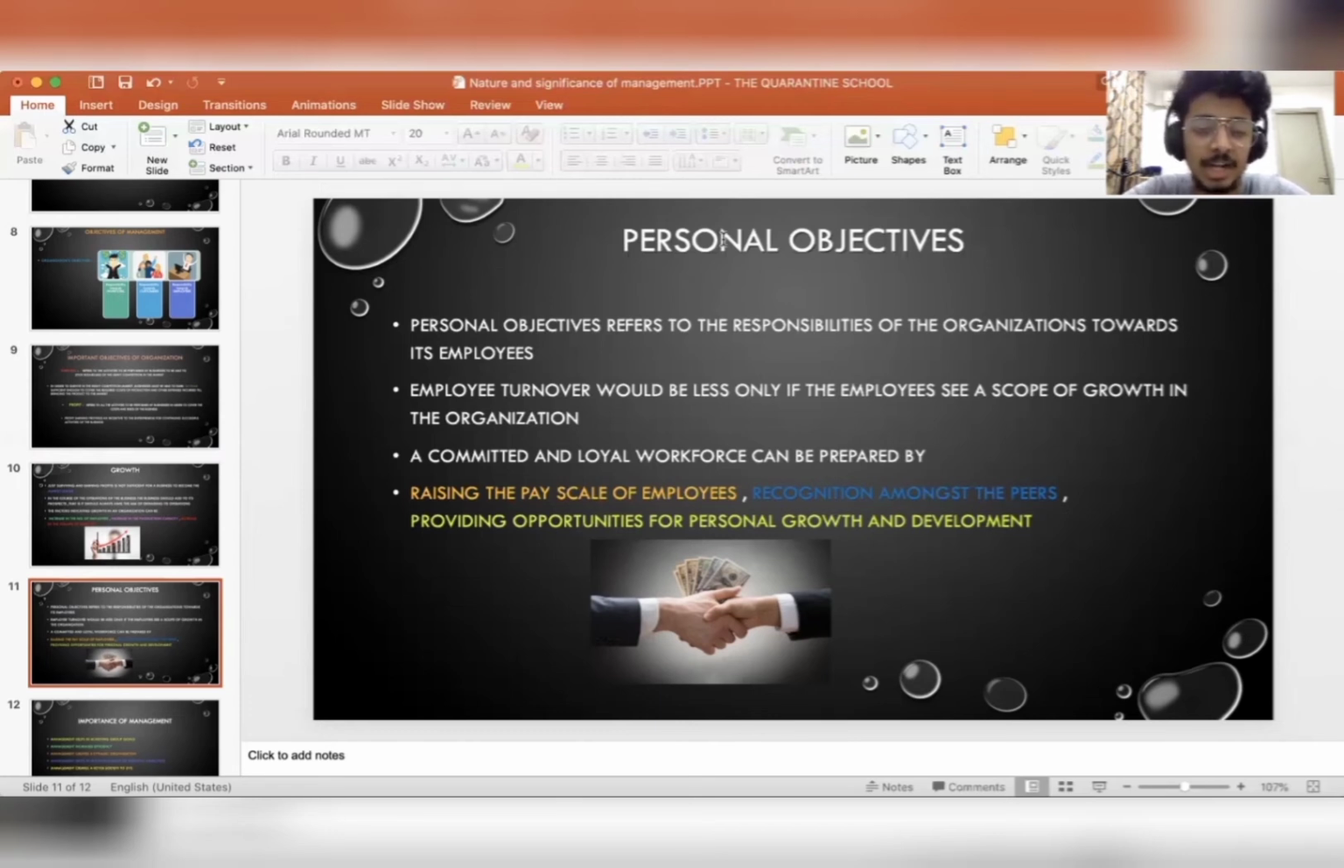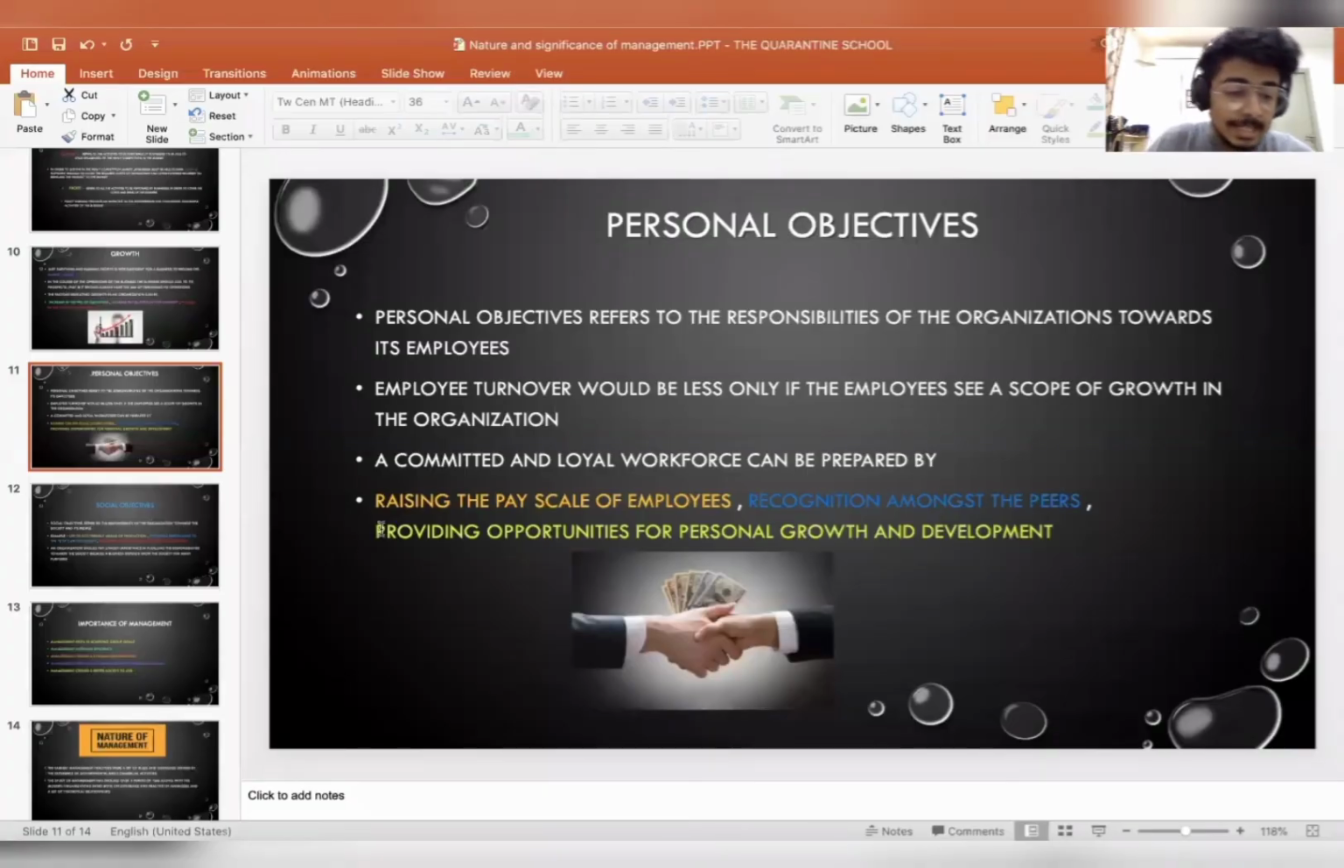So, a committed and loyal workforce can be prepared by, number one, raising the pay scale of the employees so that it increases their buying capacity in an economy. Number two, recognition amongst the peers. Obviously, a person would enjoy if he is given some motivation in front of his co-mates. This would make him feel good and make him stay in the organization. Number three, providing opportunities for personal growth and development. This means that the business should provide him with adequate opportunities for his development in the organization through promotions. Promotion gives him a higher post and a higher salary. It would provide him with the motivation to take responsibilities more seriously.